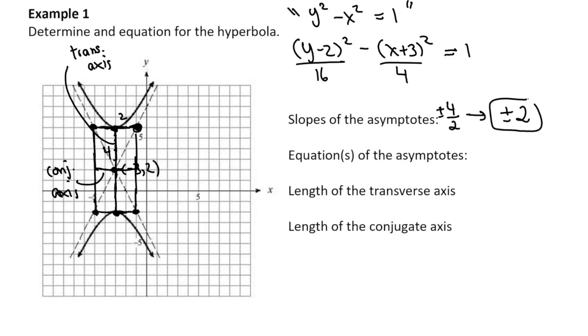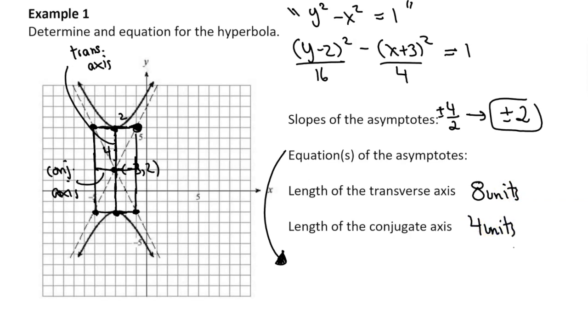Now, in terms of something to do with the form of y equals mx plus b, if they want the full-on equations of the asymptotes, we can do that as well. Let's do that down here. Because that's going to take a tiny bit longer, let's just quickly answer. The length of the transverse axis is going to be 8 units. And the length of the conjugate axis is going to be 4 units.